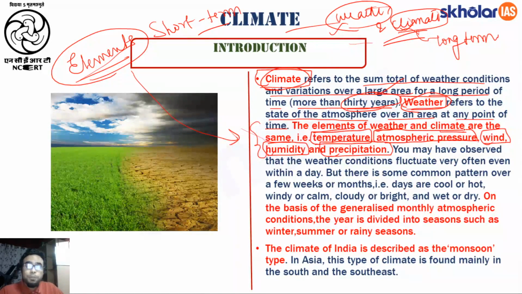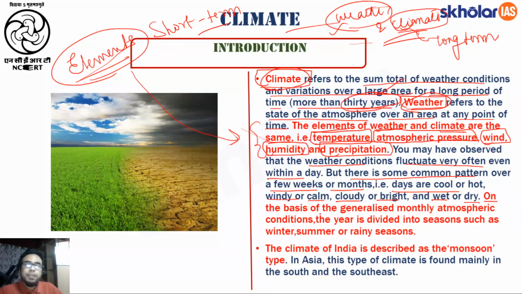So you may have observed that weather conditions often vary within a day, but there is a common pattern over a few weeks or a few months. That is, your days are cold or hot, then it can be windy or calm, it can be cloudy or bright, it can be wet as well as dry, right?